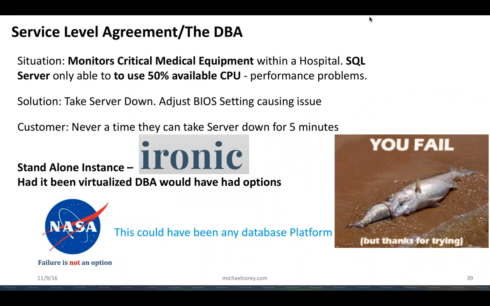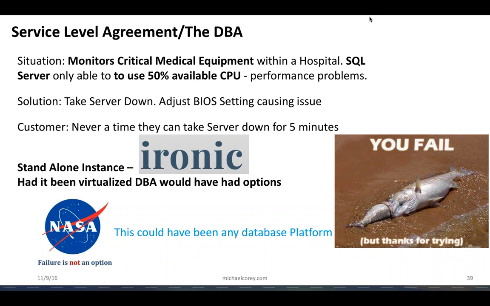So I want to talk about service level agreements and the DBA. I had a situation where a company monitored critical medical equipment that was keeping people alive. It was a SQL Server database, and they were only able to use 50% of the available memory on the CPU. We troubleshot the problem, and what we realized was they had a BIOS setting that needed to be adjusted, that was artificially slowing down the CPU. Every time we talked to the customer about rebooting the system, there was never a good time to take the system down.